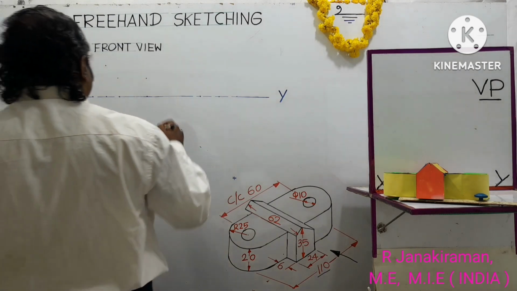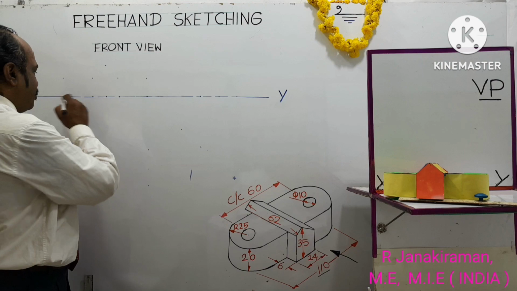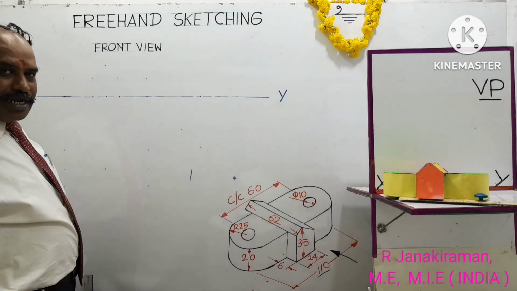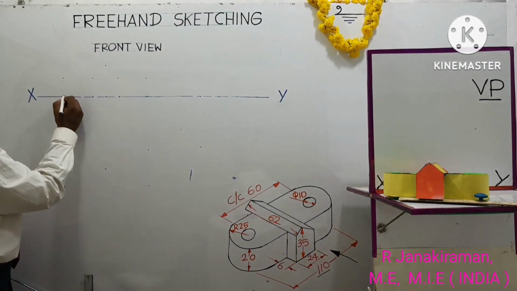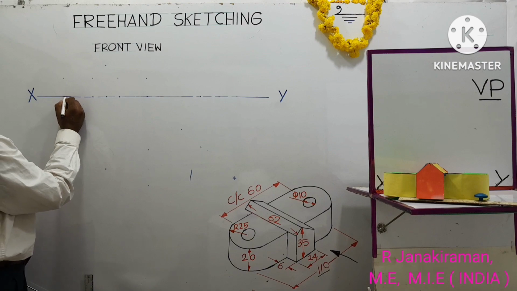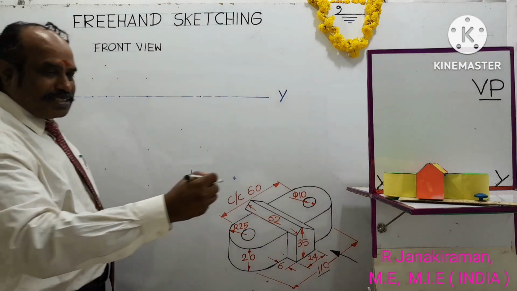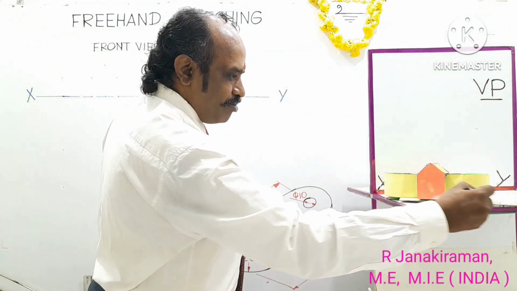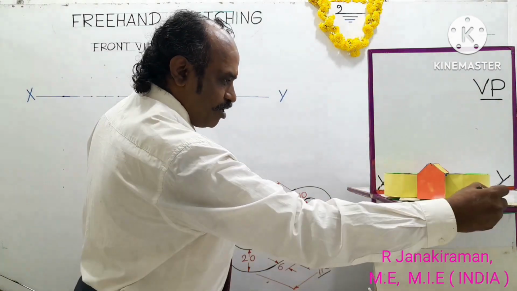So roughly by hand, as the topic is freehand sketching, you draw one XY line called the reference line, and on this line locate one point. Now I'm going to draw the base edge of this object. Base means the bottom line, so along the length of the object.